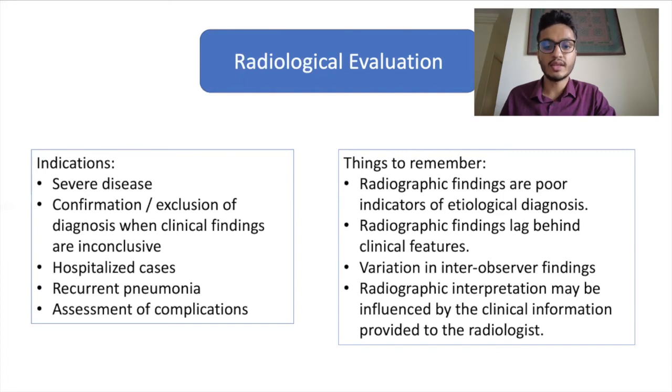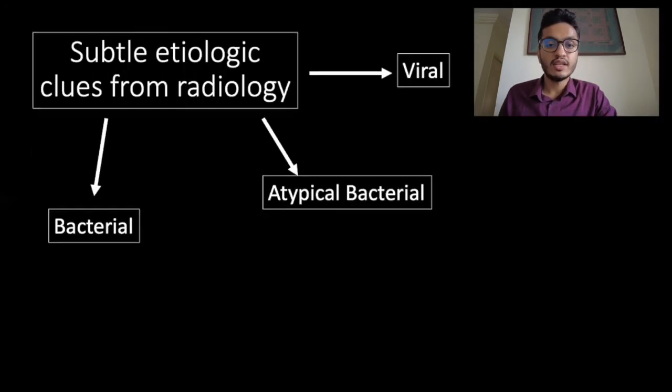However, when you do an X-ray, things that you should remember are that the radiological findings are poor indicators of the etiological diagnosis. However, they just give you a very subtle hint towards what could be the etiological organism. The radiological findings always lag behind clinical features. There could be an inter-observer variation. A radiological interpretation may be influenced by the clinical information that you provide to the radiologist. So there are very few subtle etiological clues from the X-ray that you could get in order to evaluate the cause of pneumonia.